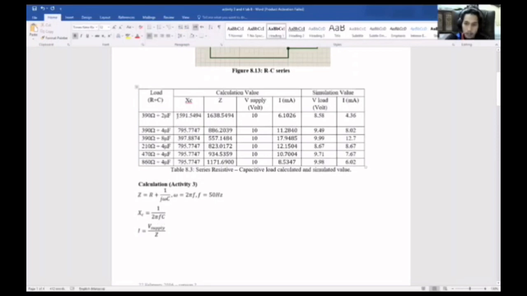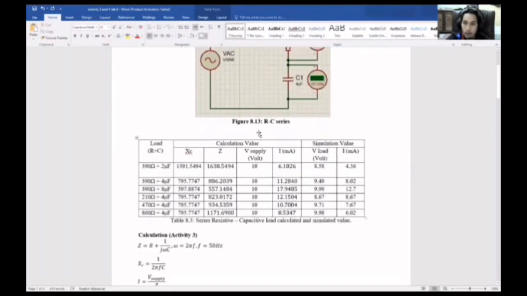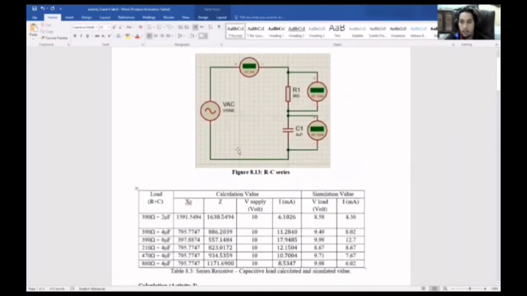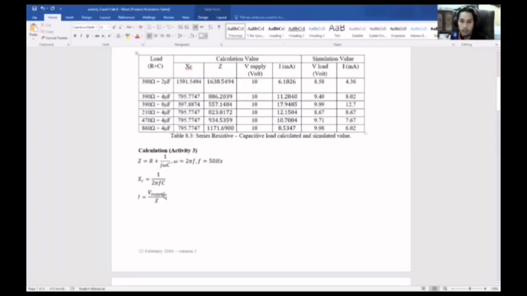If we have the values for XC and Z, we can find the value for I. We use the formula I equals V supply over Z. V supply, we have set to 10 volt in the software. So it is 10 over Z here.